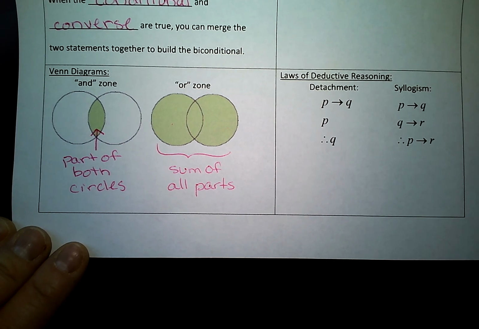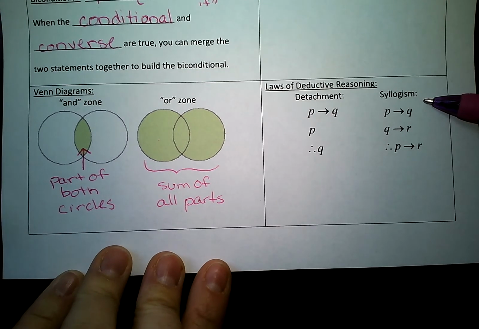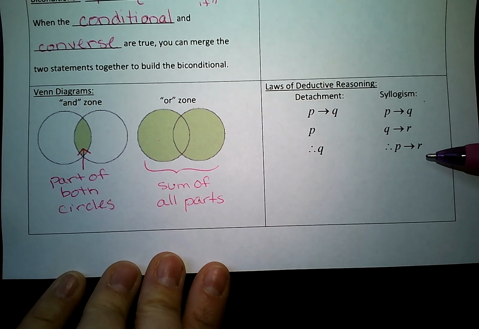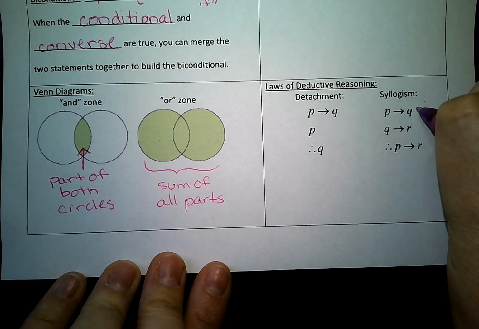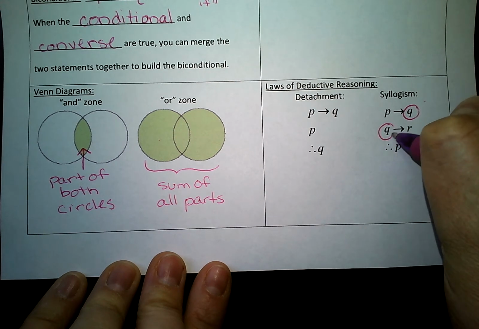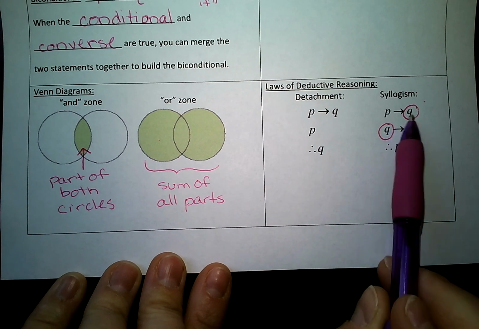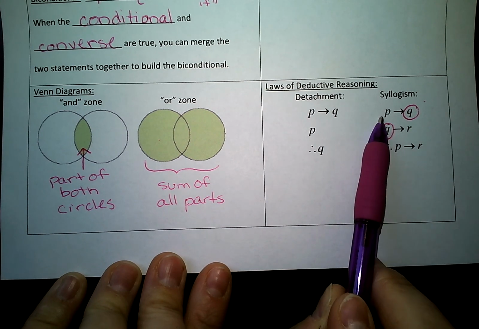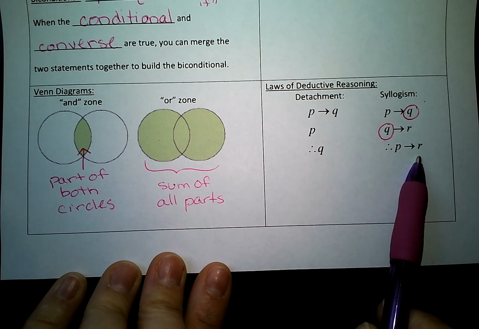The law of syllogism seems more involved. The law of syllogism has 3 different conditional statements. What needs to be noted is the conclusion of the first statement is repeated as the hypothesis of the second statement. It kind of acts like a link. Here, the Q links together the original hypothesis with the second sentence's conclusion.